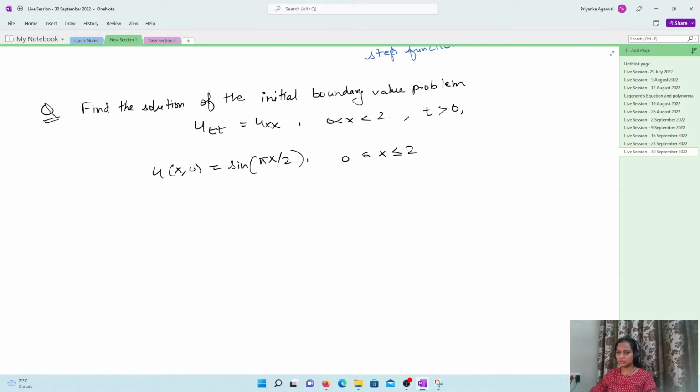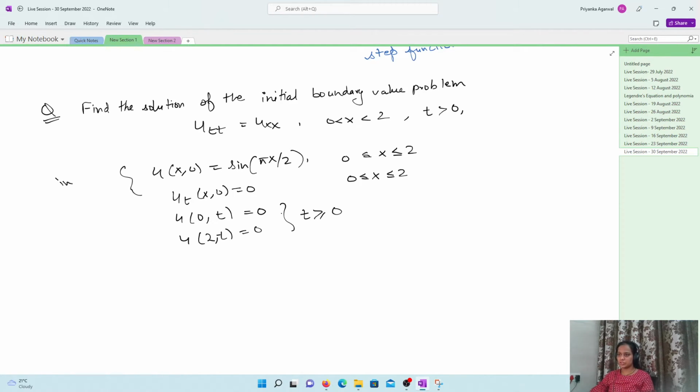For x between 0 to 2, and then ut(x, 0) equals 0. Then we have u(0, t) equals 0, which is the boundary condition, and another boundary condition we have is u(2, t) equals 0 for t greater than or equal to 0. So these two are the initial conditions, and these two which we have are boundary conditions.